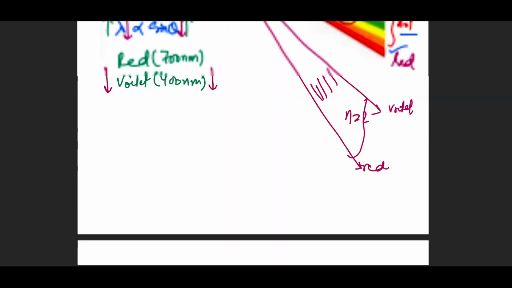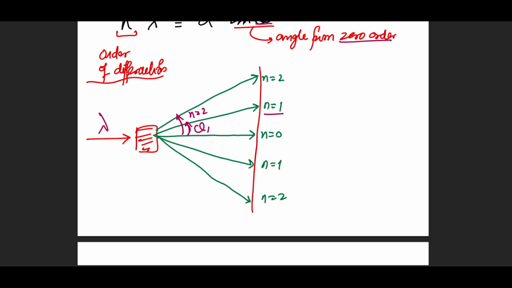So one new term over here. These points where you will see the light are going to be called maxima because they are constructive interference. And the points where you see dark bands, you will call minima.